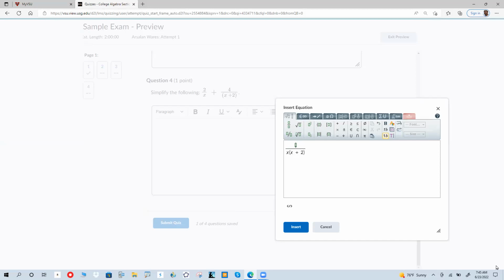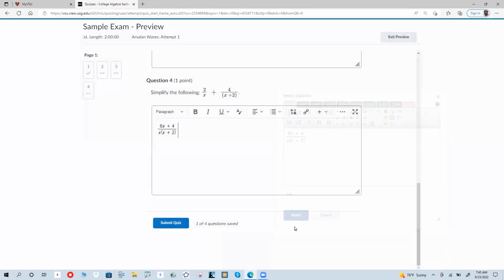2x, 6x plus 4. Let me just double check. And not that it matters really, I'm just showing you how to do it. That sounds about right. Again, it doesn't matter. You put it here, writing it like this.